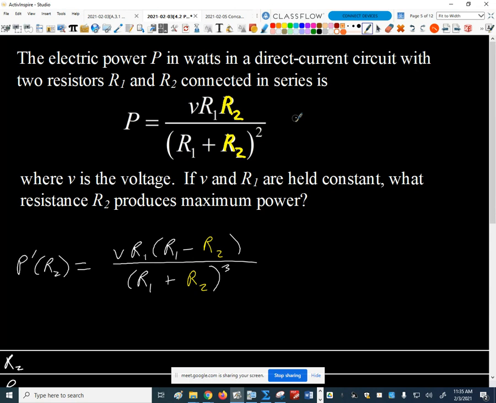Now, what's the logical domain for this? If R2 is a value of resistance, what's the lowest value of resistance that we could have? 0. Yeah. So we're going from 0 up to, well, we don't know what the upper limit is. We'll just call it infinity, right? So there's our domain.